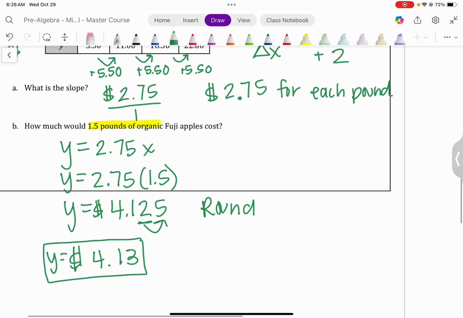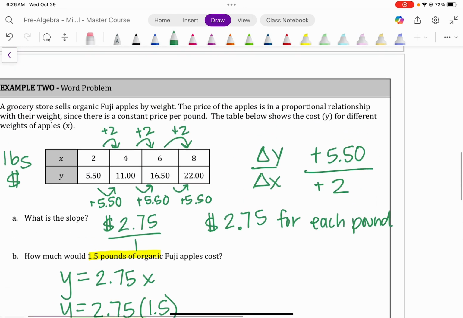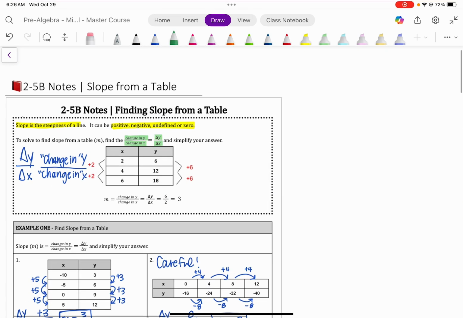And that's it for this section. Just remember, always y over x: change in y over the change in x.